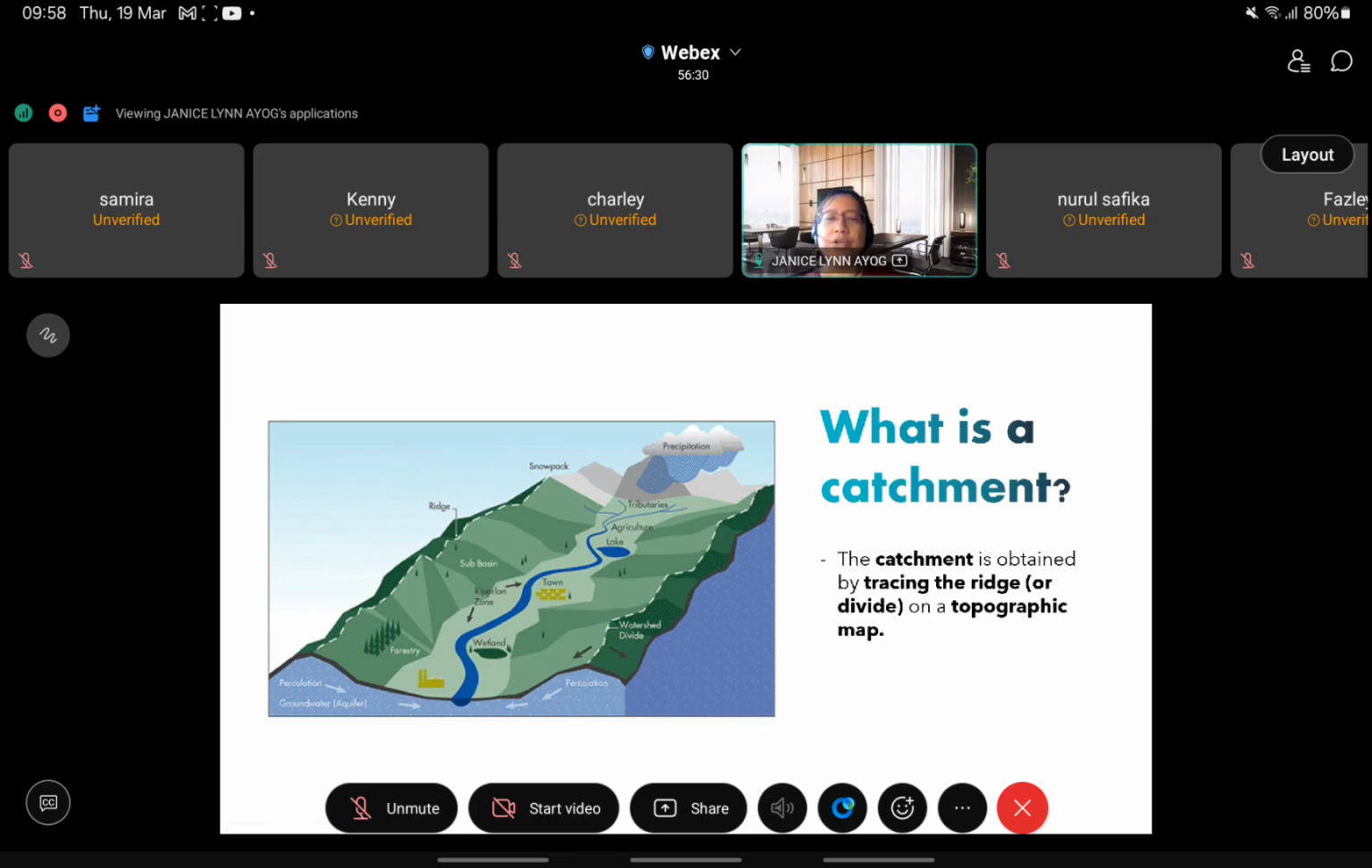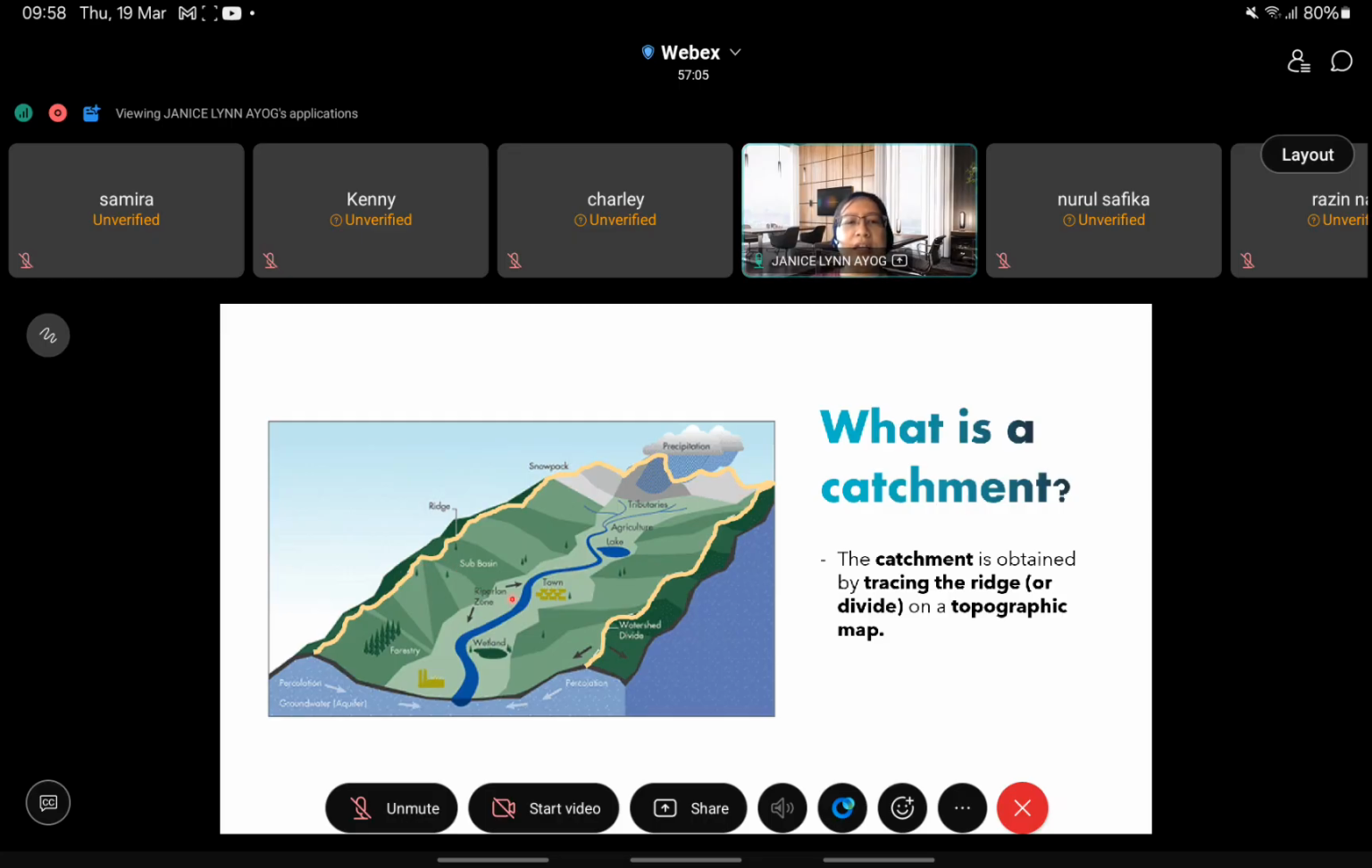But how do you define the catchment? Basically the catchment is obtained by tracing the ridge. Ridge, if we were to translate that to Malay, is dia punya puncak, the top part of the bukit or gunung. So for example here, this is the boundary of the catchment.